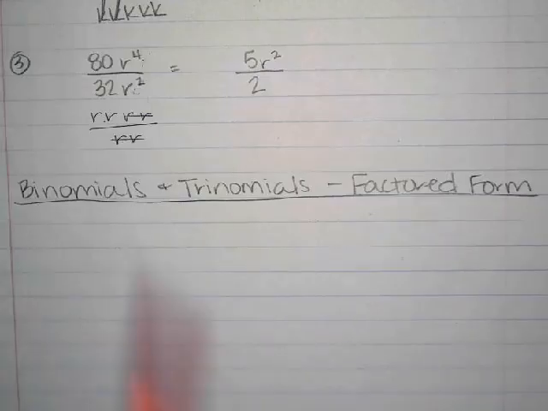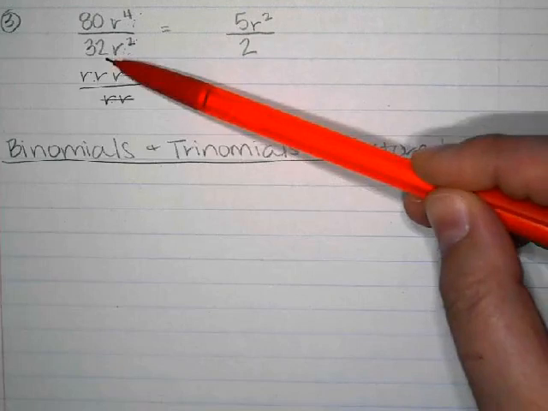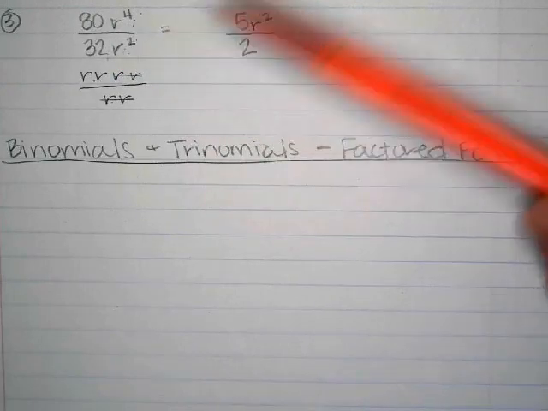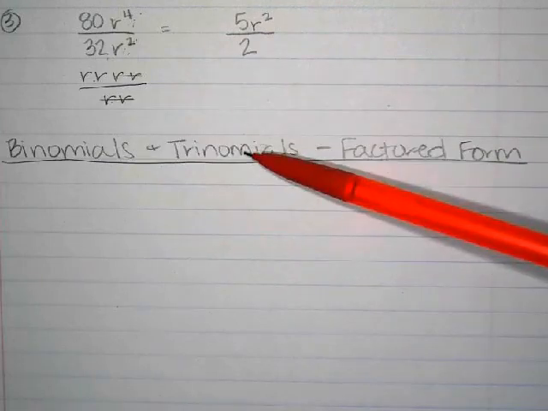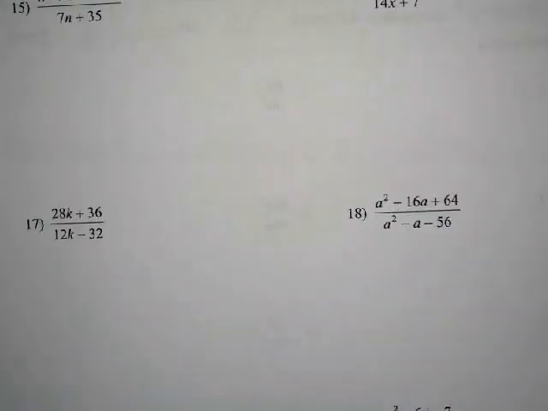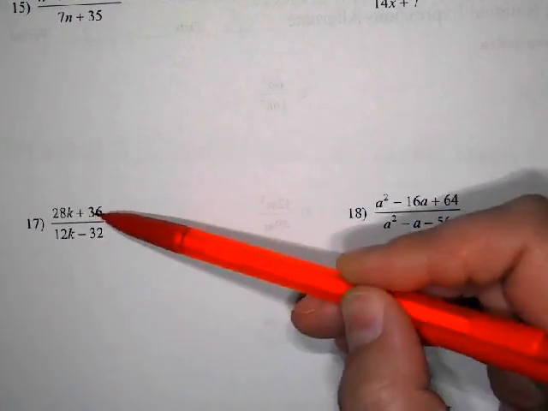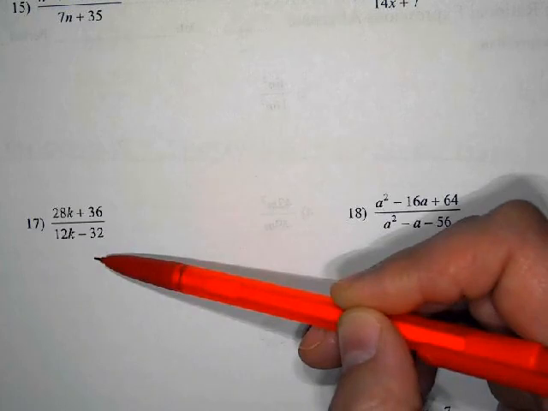So we're going to look at binomials and trinomials. Instead of just having one term over one term, they're going to have multiple terms. Binomials have 2 terms on the top or bottom. Trinomials have 3 terms on the top or bottom. If you flip your worksheet over to the back, number 17, this is a binomial over a binomial. It's 2 terms over 2 terms.